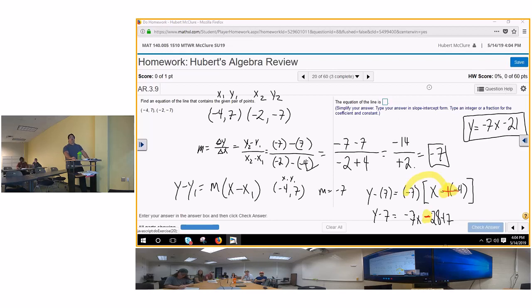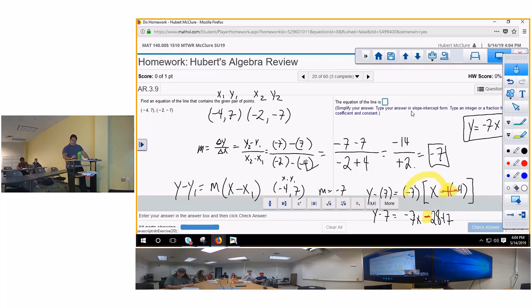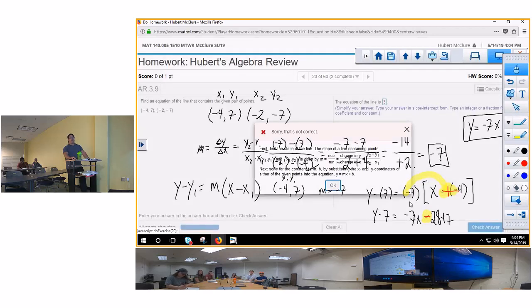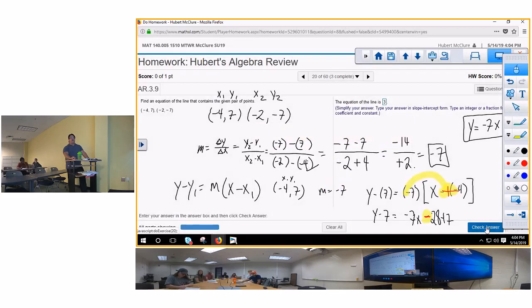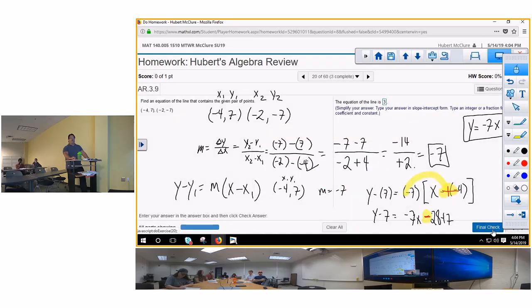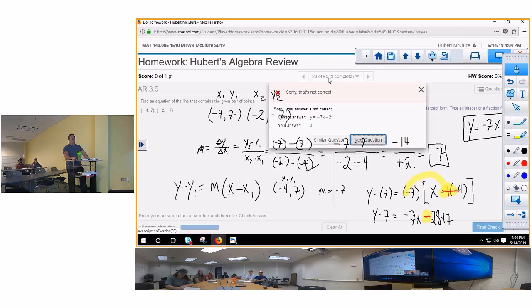And let's check to see if we know what we're doing. So we'll put a 3 here. Actually, I should put a 4, because when you're in Calc 2 and 3, all the answers come out to be 4. What'd they get? -7x minus 21.